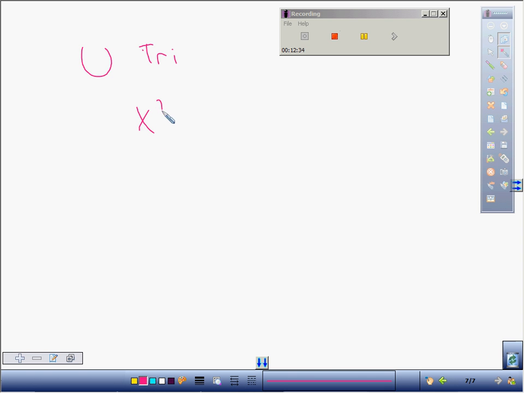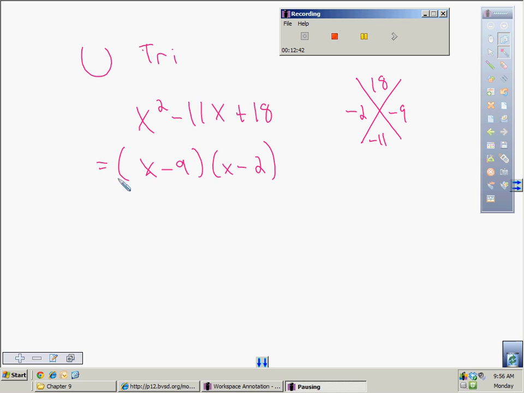x squared minus 11x plus 18. That's good. So, the answer to that was this. Yeah, we're going to do another one with some subtracting in there. Okay? So, say we have one that looks like this.